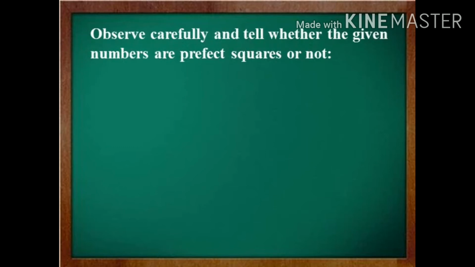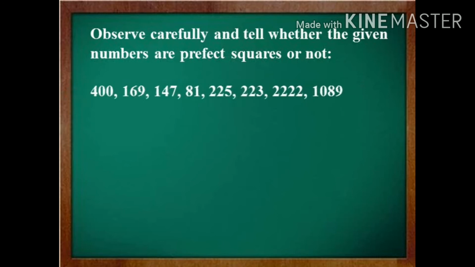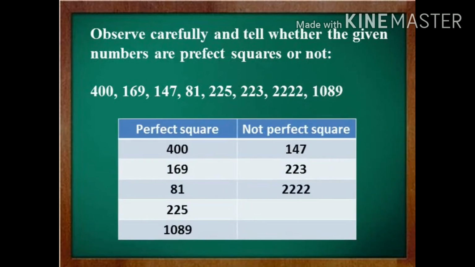Observe carefully and tell whether the given numbers are perfect squares or not. By observing the units place, we can conclude that 400, 169, 81, 225, and 1089 are perfect squares.